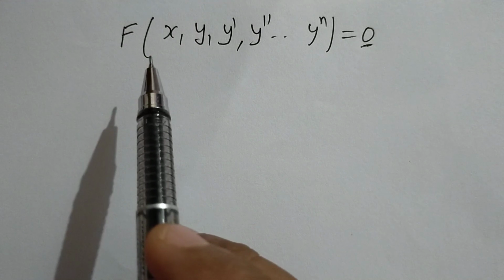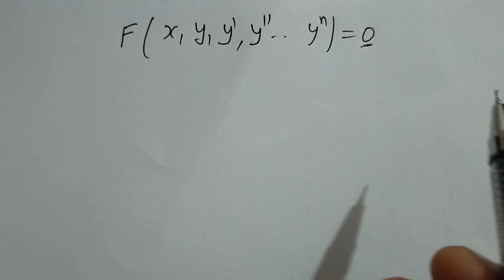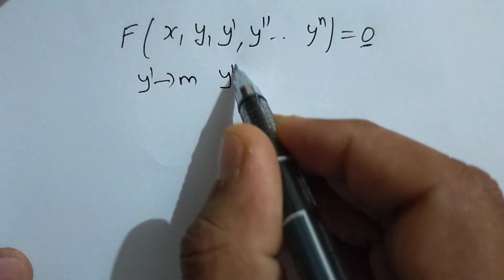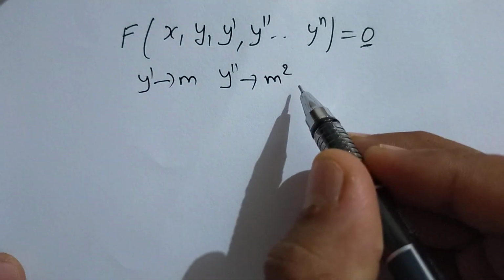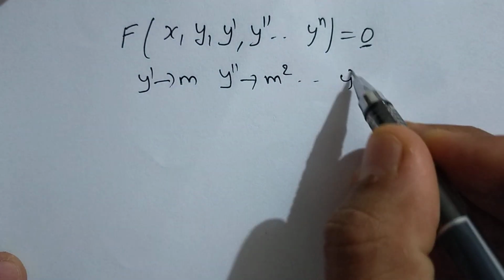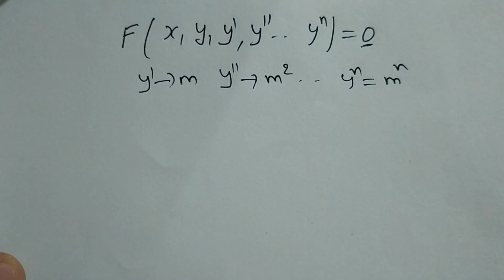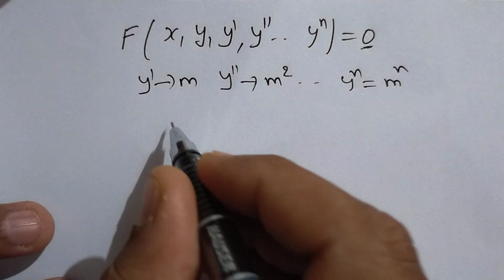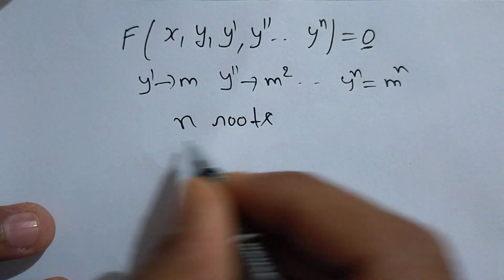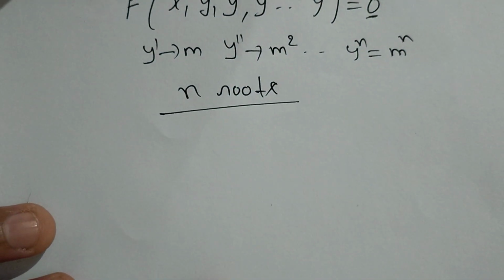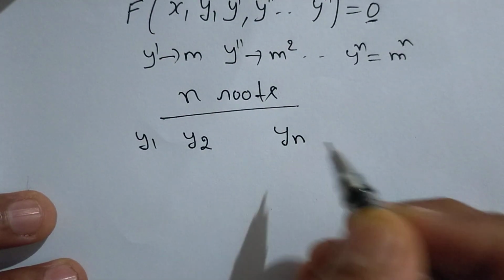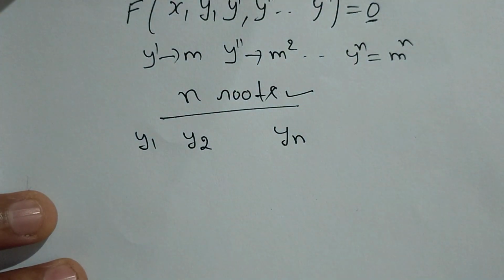So we can write the auxiliary equation by replacing y dash by m, y double dash by m square, and y power n by m power n. So we get one equation of order n, and we can solve that. We'll get the n roots of the auxiliary equation, and we can write the n solutions y1, y2, yn based on these n roots.